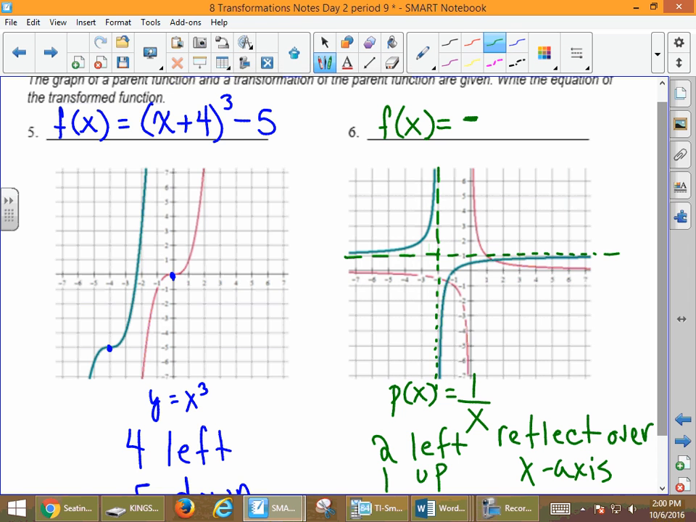Well, our parent function is 1 over x. But what we know is we're moving this graph 2 spaces to the left, and that means it's going to be the plus 2. And then finally, for our 1 up, we're going to add 1 to our function.